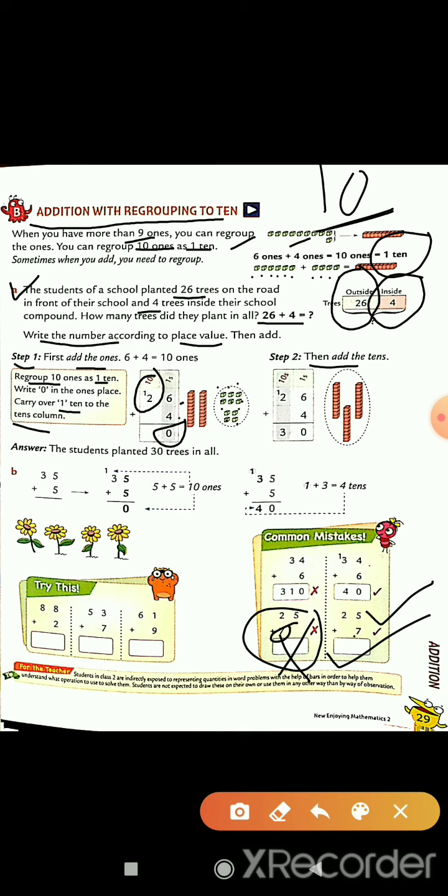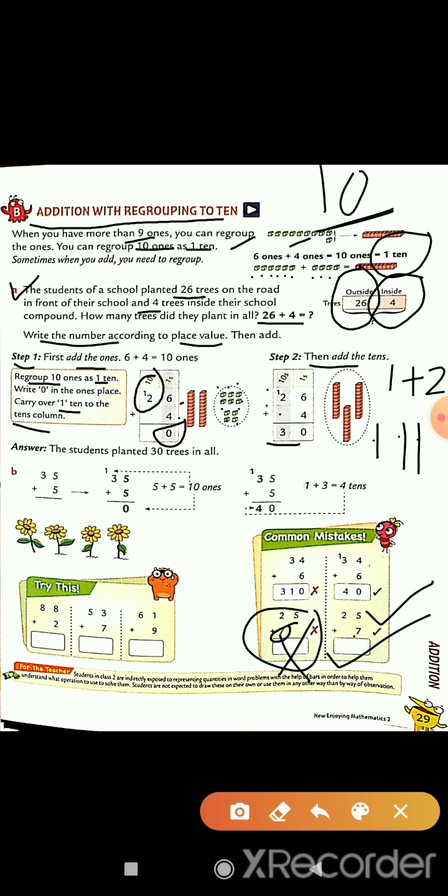Here at the place of tens, 2 is there, and here there is nothing, but 1 we have carried, right? So 1 plus 2. Count them together. 1, 2, 3. So what is the answer here? 3. So our answer is 30.